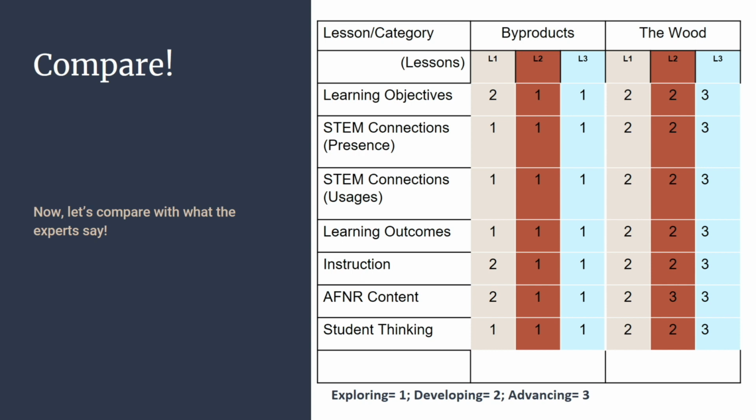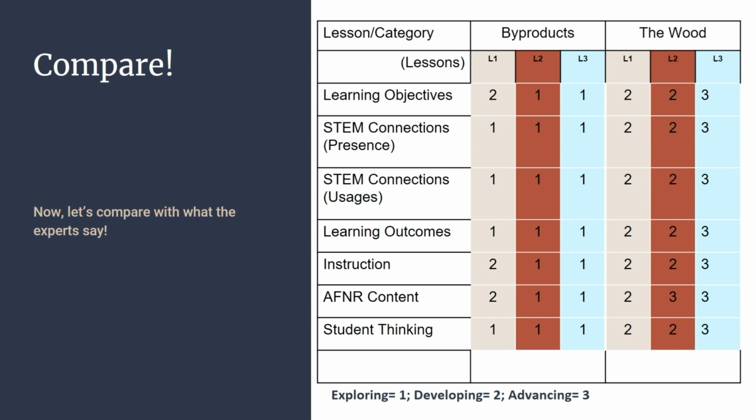So now that you've had a chance to look through the lessons for byproducts and the wood product, let's take a look at how your scores compare to an expert panel of 3 different people. This panel reviewed these lessons independently, and then the panel collaboratively shared their individual scores for each of these criteria, and then they talked together, and the panel came to a consensus score, which you'll see on this slide.